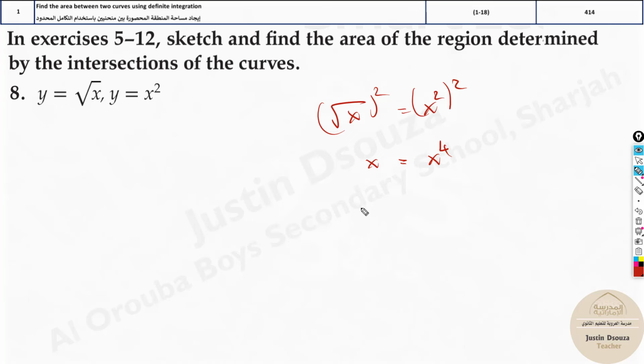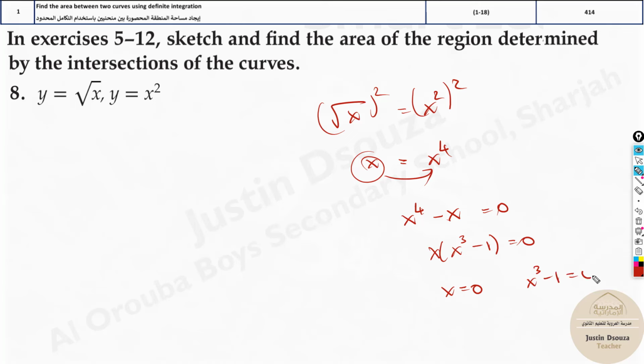Let's take it to one side itself. This, let's take it to the other side. It'll be x power 4 minus x, and it will be equal to 0. Okay. Now what I do is I'll take this x common out. So what am I getting? x cubed minus 1 is equal to 0. So I factored it out. And here x can be equated to 0 and x cubed minus 1 equated to 0. So the limits are 0 and 1.